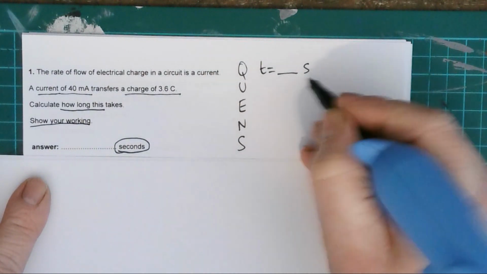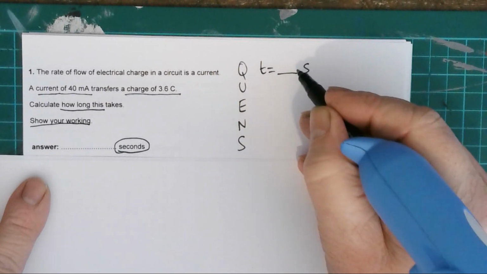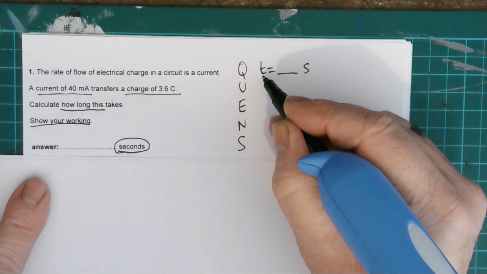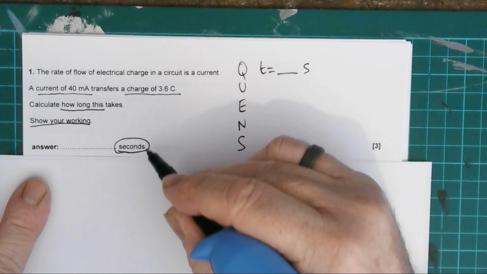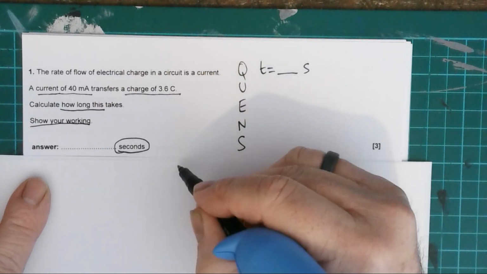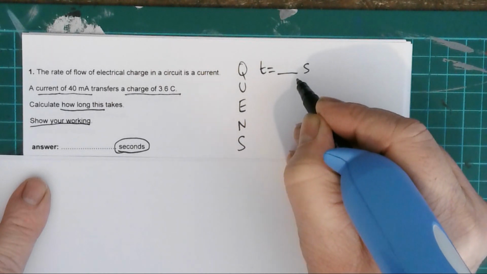So I've got my first quantity, but I don't know the value. But it's still a quantity. I'm going to write it here and identify it, and I'm going to include my units, which I've got from the answer line. It's actually quite important.